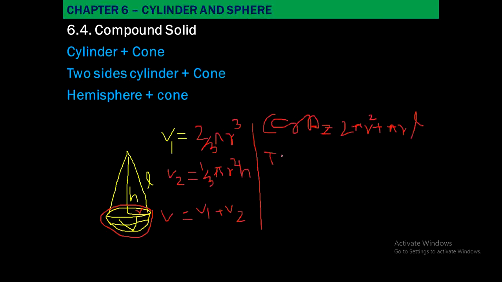Now TSA. Here this one is hemisphere and this one is cone. Here cone is overlapping with hemisphere. So TSA equals to CSA. This is TSA equal to CSA. We can use same formula to find the TSA and CSA in this case.